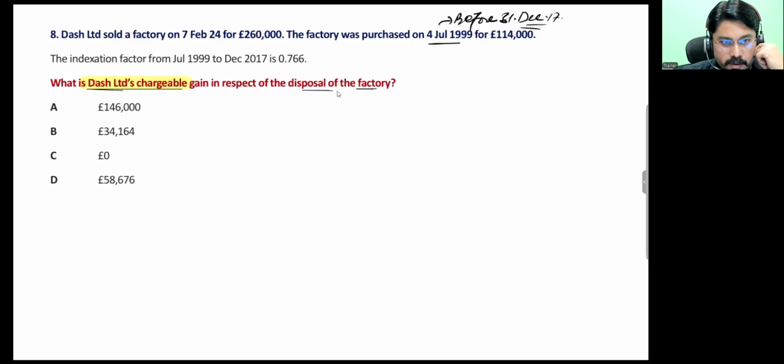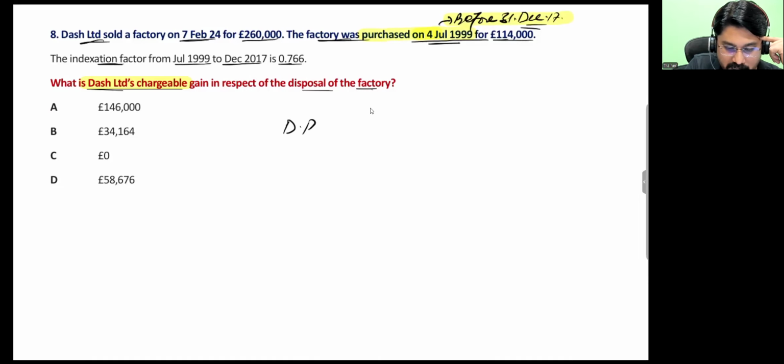D Limited sold a factory on 7th Feb 2024 for 260,000. The factory was purchased on 4th July 1999 for 114,000. This purchase date is before 31st December 2017, so when this asset is disposed, indexed cost will be calculated and deducted from the disposal amount. For the calculation of indexation allowance, the index factor from purchase date till December 2017 is given in the question as 0.766. Record the disposal proceeds: the asset is disposed for 260,000, and purchased for 114,000 in July 1999.